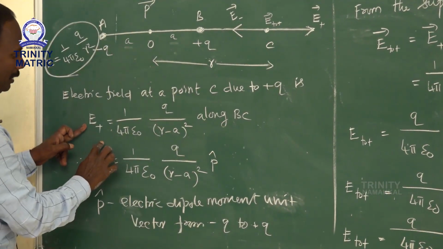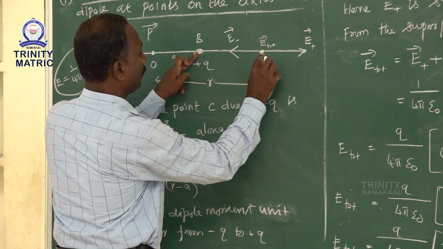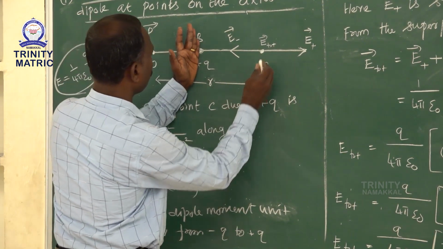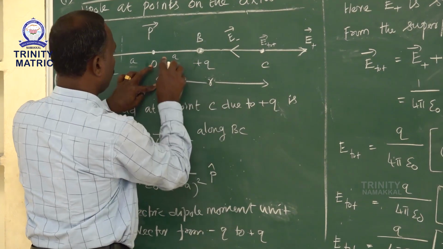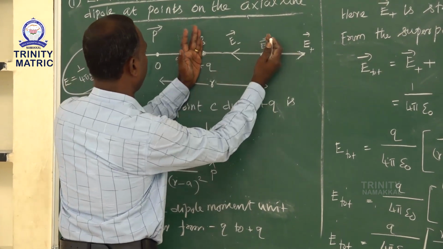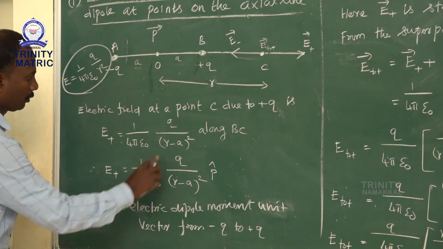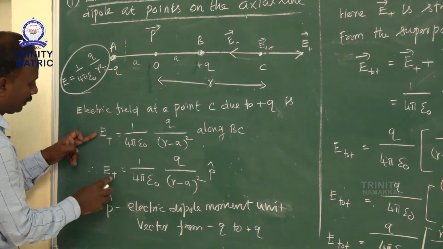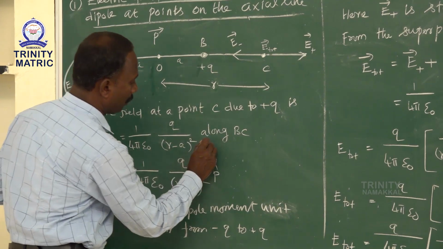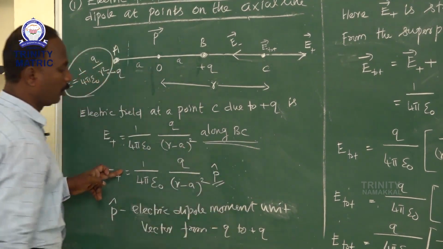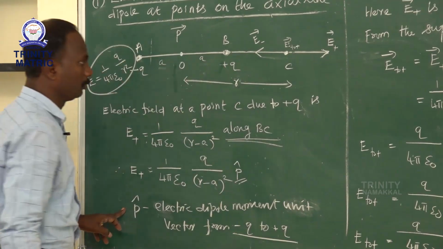We write the first one, E plus Q, the charge plus Q, up to the distance of C. From origin to C is R, and this is A. The distance from plus Q to C is just R minus A. So E plus is equal to 1 by 4 pi epsilon naught Q by (R minus A) whole square, along BC, which is along the direction of the dipole moment vector P. The P vector is the electric dipole moment unit vector from minus Q to plus Q.